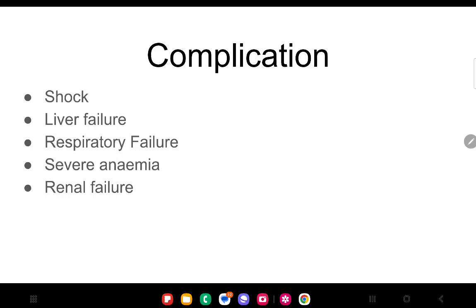Liver failure, because excessive bleeding can cause hepatic failure. Respiratory failure, if there is vomiting of blood and retching, aspiration pneumonia can cause severe respiratory failure. Chronic bleeding for a long time, and shock, can cause renal failure, and these complications can occur in upper GIT bleeding.